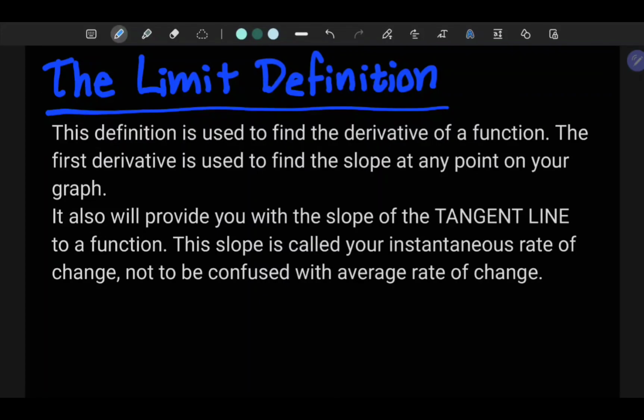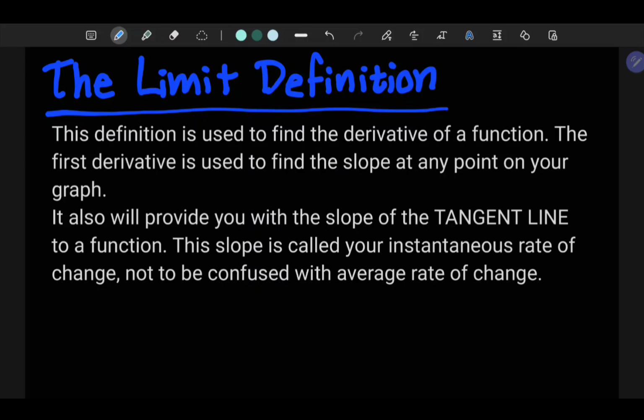Okay, so today we're going to go over the limit definition for calculus. This definition is used to find the derivative of a function. The first derivative is used to find the slope at any point on your graph, so a point x comma y. It is also going to provide you with the slope of the tangent line to a function, which I'm going to go over tangent line and secant line in another video.